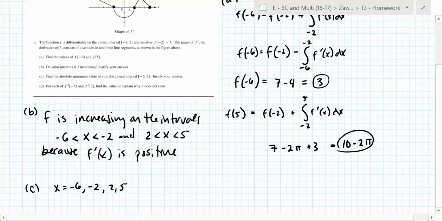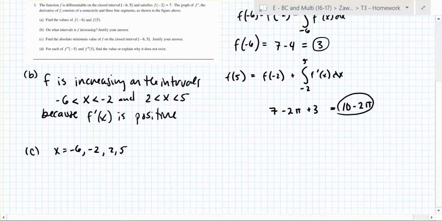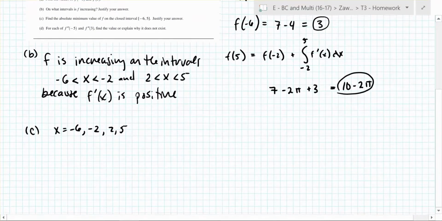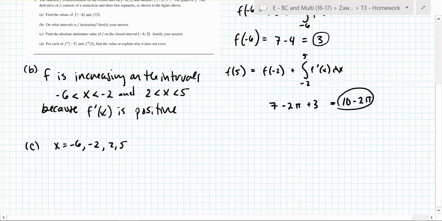And it's also asking us to give the absolute minimum value, so we just need to evaluate all of these x values. And doing this candidates test is kind of a justification for your answer because you're checking every single possible x value. So as long as we do that, then it justifies that we're getting the right one.